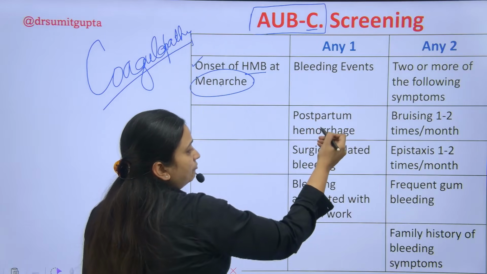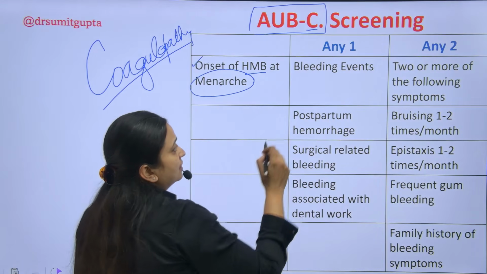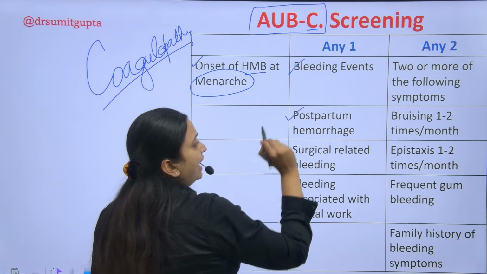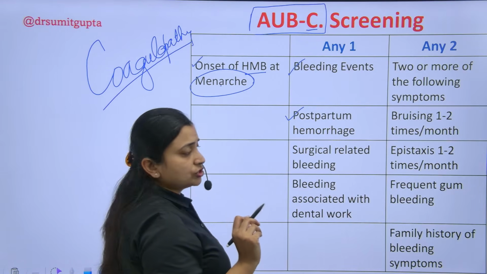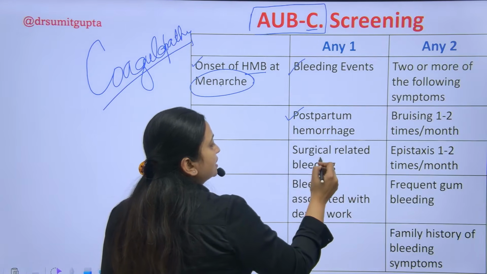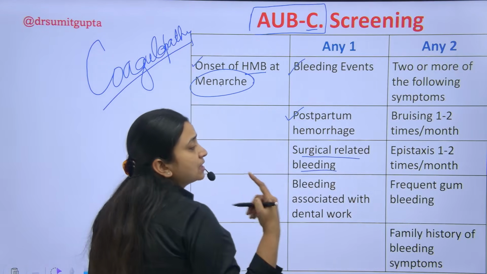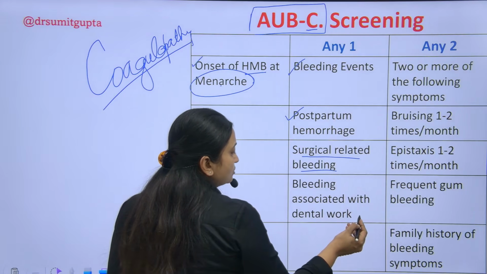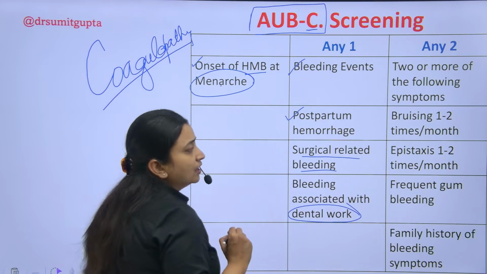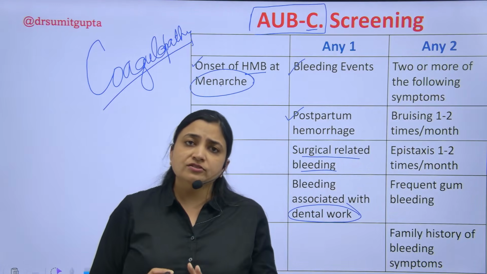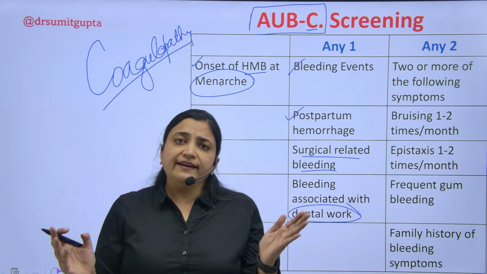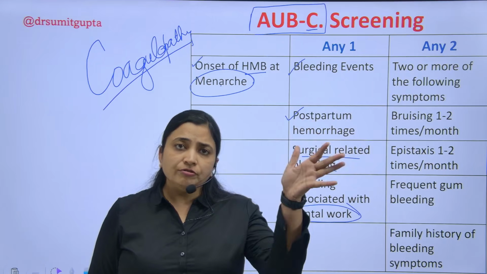If any one of these events is there, some bleeding events she tells, or she had a postpartum hemorrhage, or surgically related bleeding. In some surgical procedures, she bled a lot. Bleeding associated with dental work. In short, if she gives the history that during some surgical procedure or during delivery she had excessive bleeding, then think of coagulopathy.